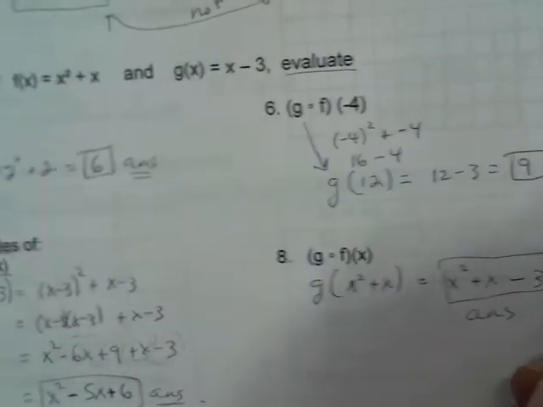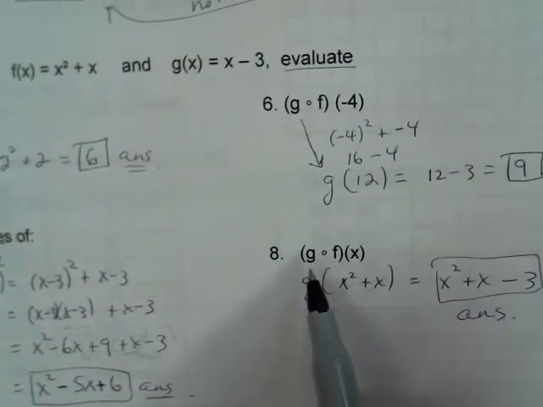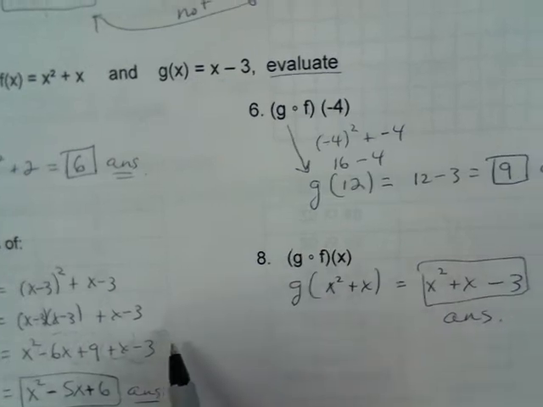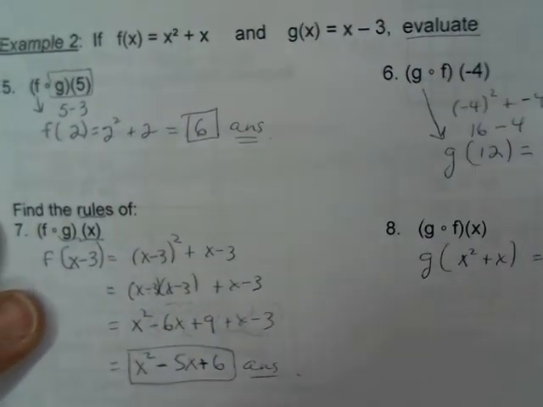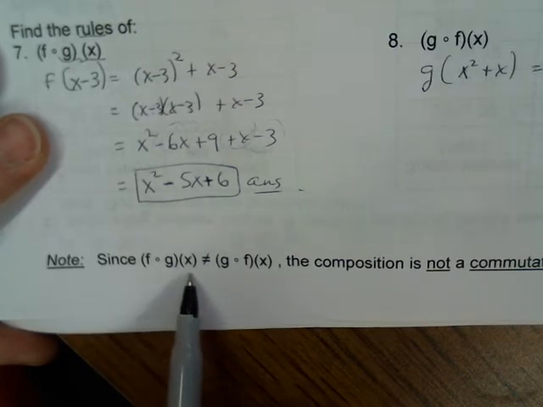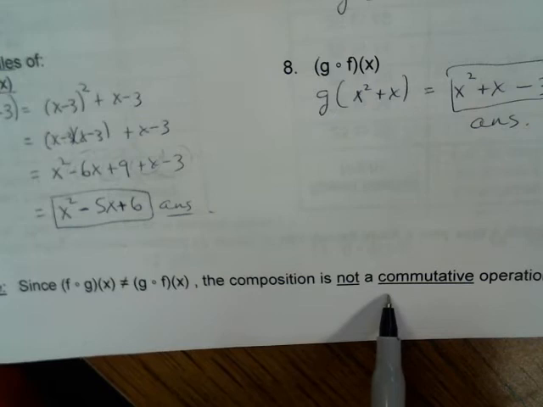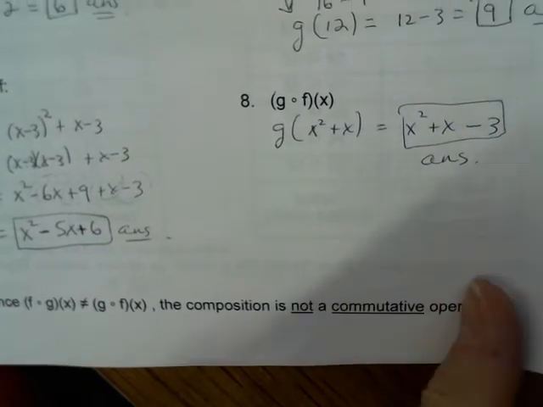So here again, you can see that f of g of x is a different answer than g of f of x. They're not commutative. They're not the same. So down here, I've got that summarized. Note, since f of g of x is not equal to g of f of x, and we saw that up here, it's not a commutative operation.